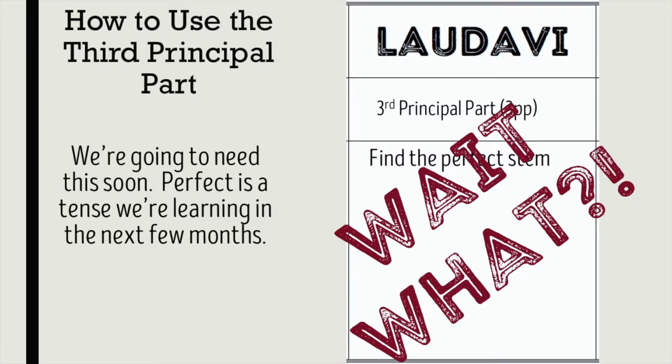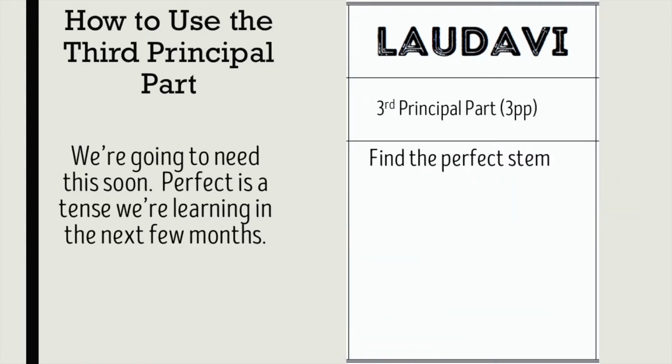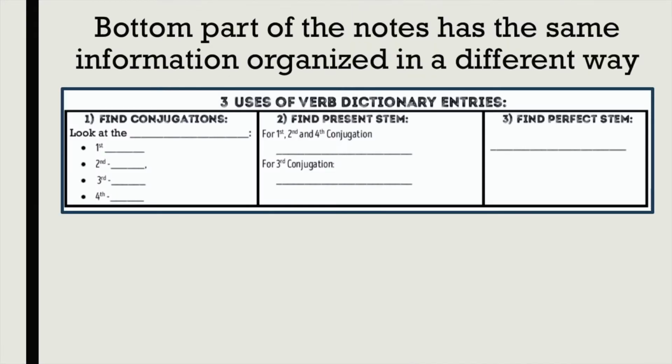Perfect is a tense we're going to learn in the next, it says few months, but probably the next month. And I just want to teach it to you now so you know how to do it when the time comes, rather than having to go back and reteach verb dictionary entries. So to find the perfect stem, you just drop the I off that third principal part. Nice and easy.